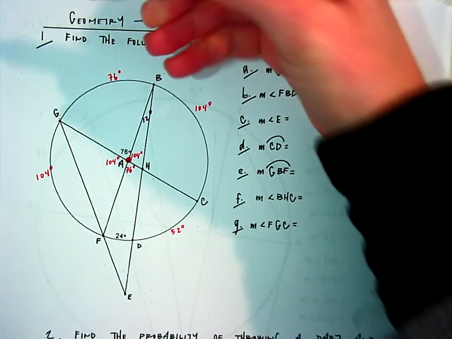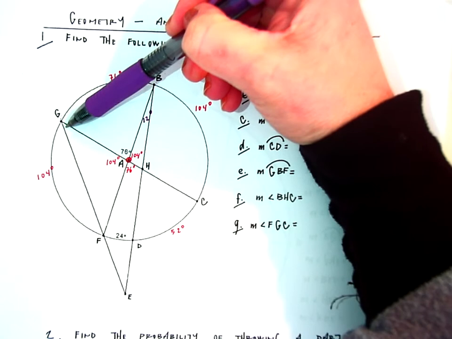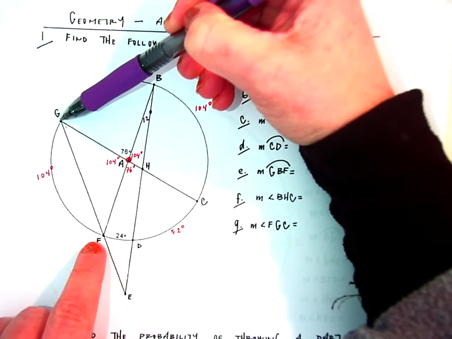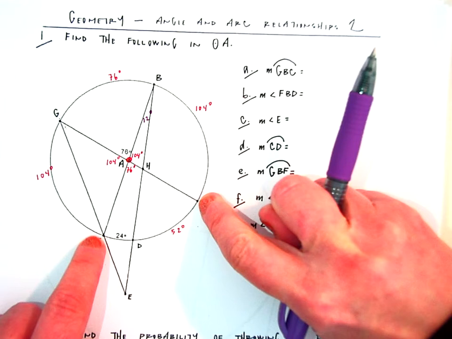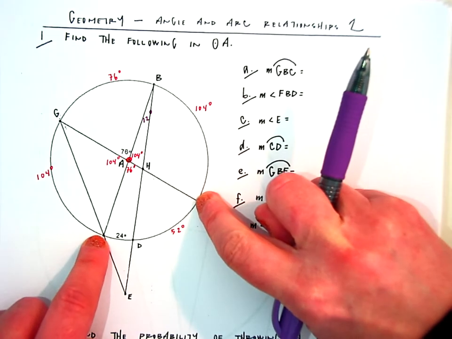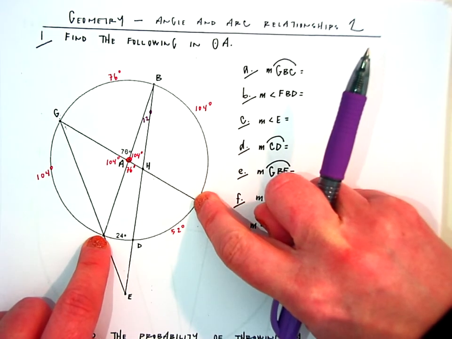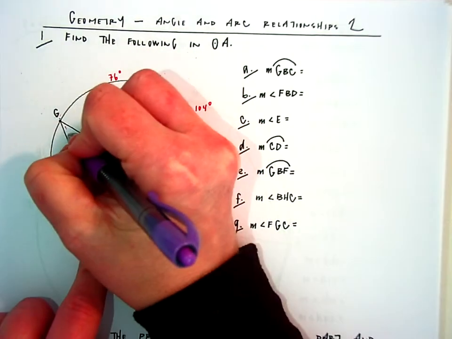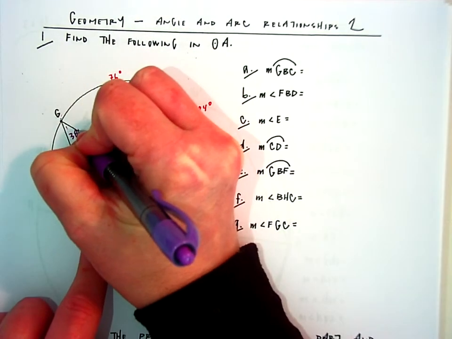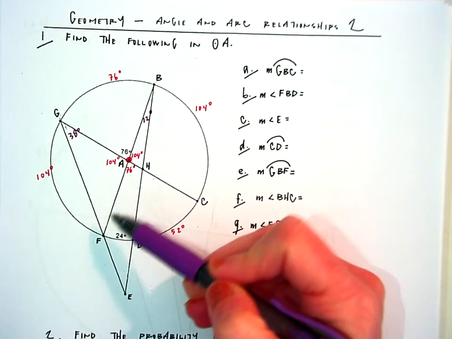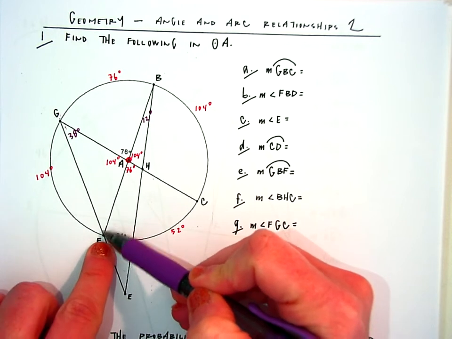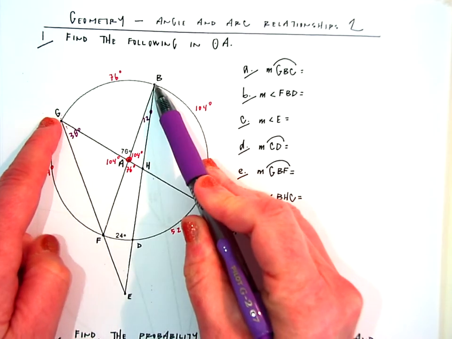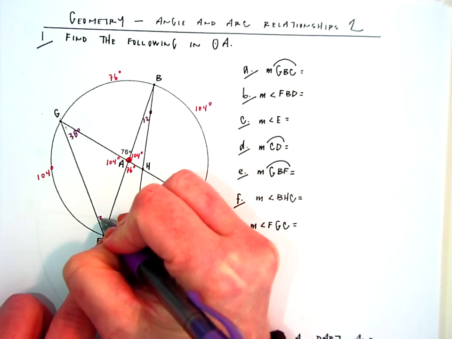I can also look at where G is right here. So this inscribed angle, vertex on the circle, will be half of its intercepted arc. So 24 plus 52 is 76. So half of 76 gets me a 38 right here. Okay, right here where the F is, this is an inscribed angle too. Here is its intercepted arc. Half of 76, also 38.